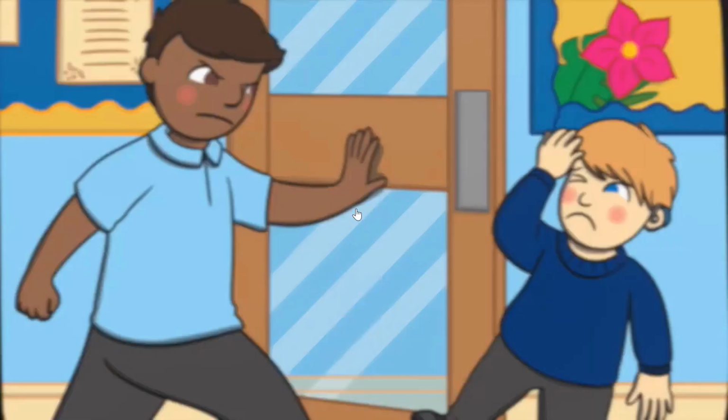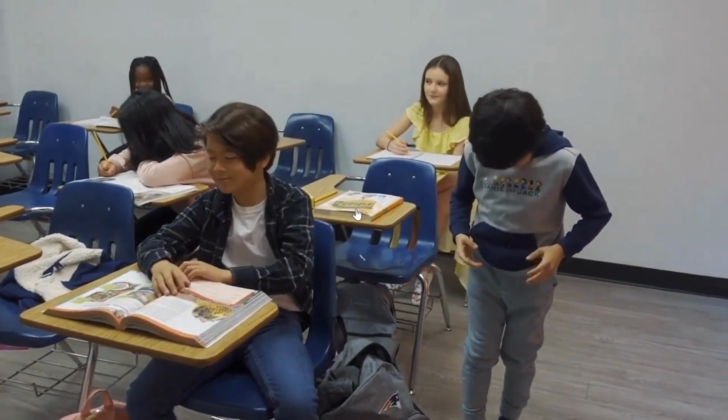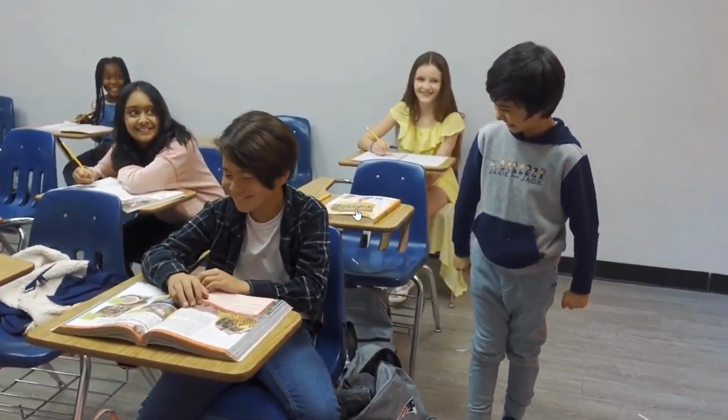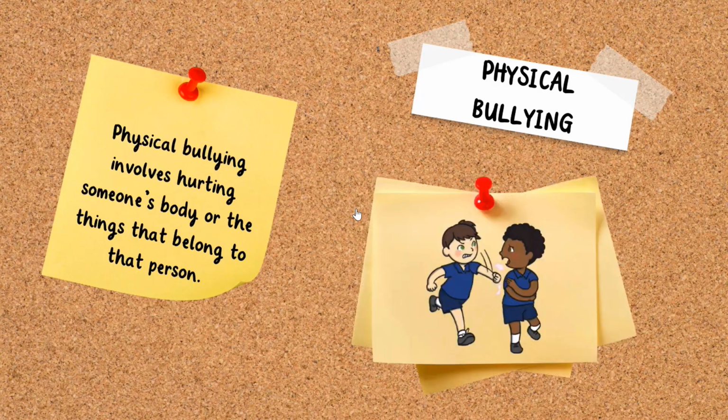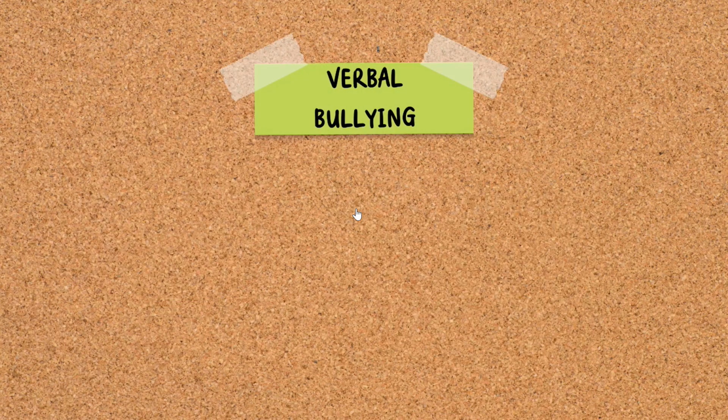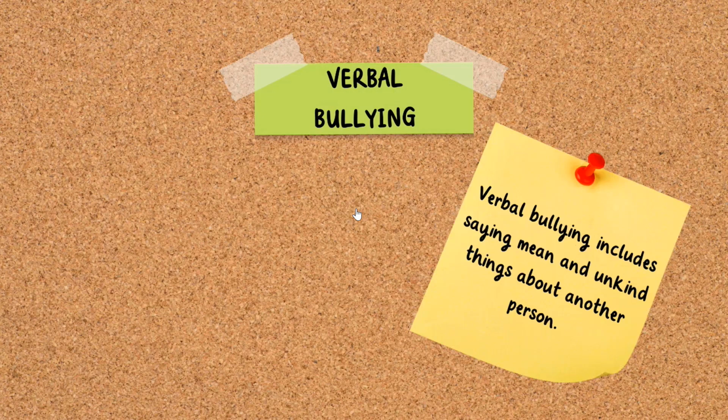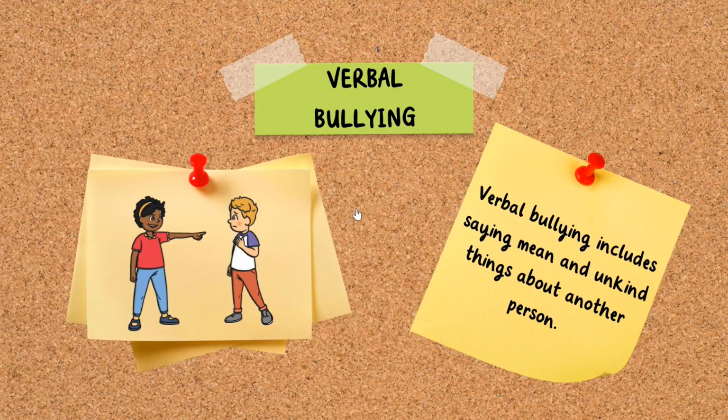Physical and verbal bullying are 2 forms of bullying that are easy to identify. Physical bullying involves hurting someone's body or the things that belong to that person. This includes hitting, scratching, throwing objects at someone, or destroying someone else's belongings. Verbal bullying includes saying mean and unkind things about another person. This includes teasing or taunting, name-calling, saying inappropriate things about someone, or threatening to hurt someone.